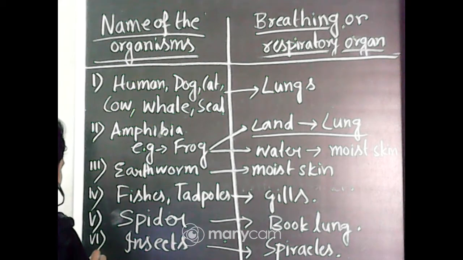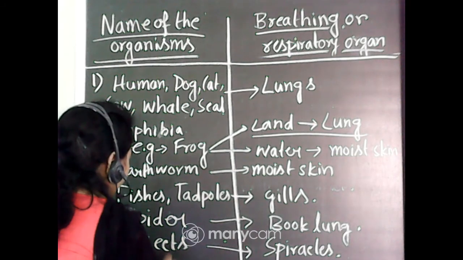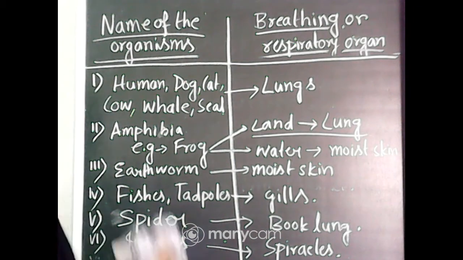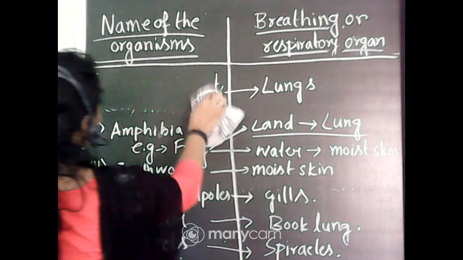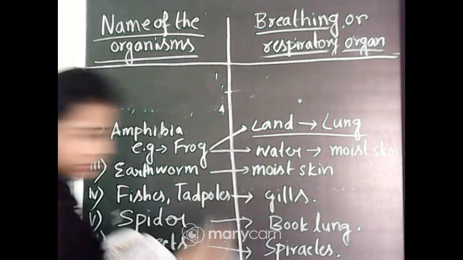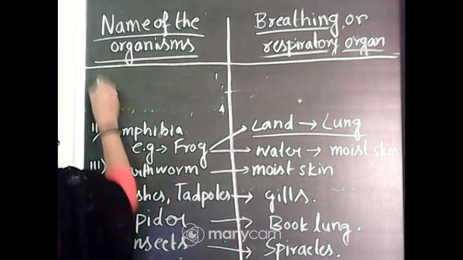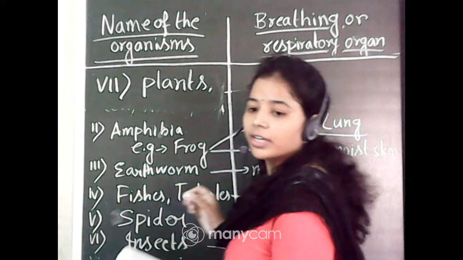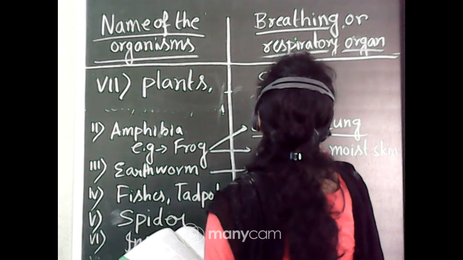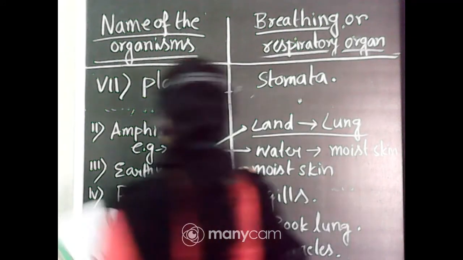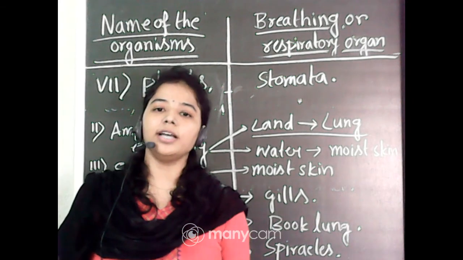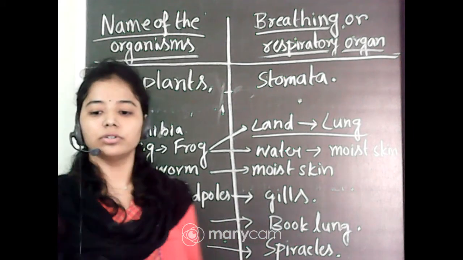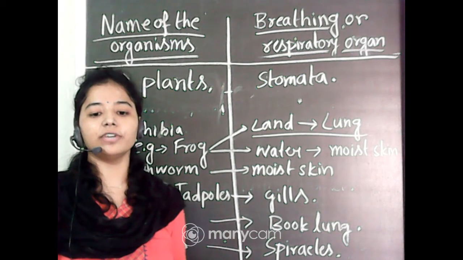And another living organism, that is plant, they respire through... Oh, this is not visible. I am writing in the upper portion, rubbing out the one number. Just try to note it down. Plants respire through very minute or tiny pores. They are known as stomata. Through the stomata, gaseous exchange takes place in them. Through the stomata, carbon dioxide is diffused in and oxygen is diffused out. Is this clear to you, everyone?